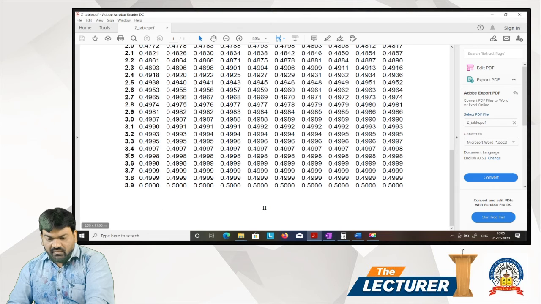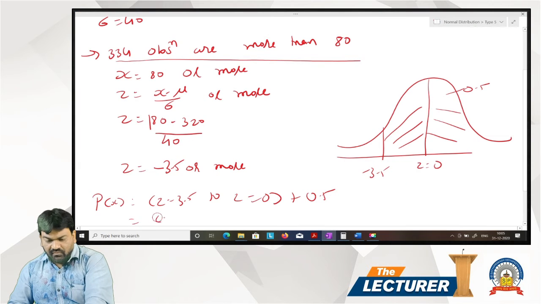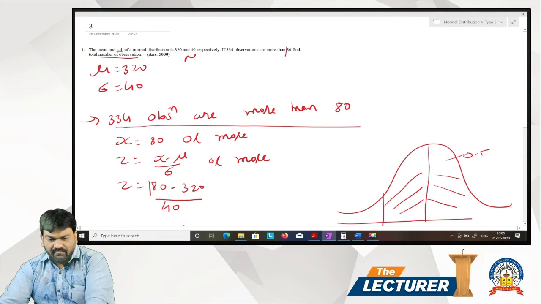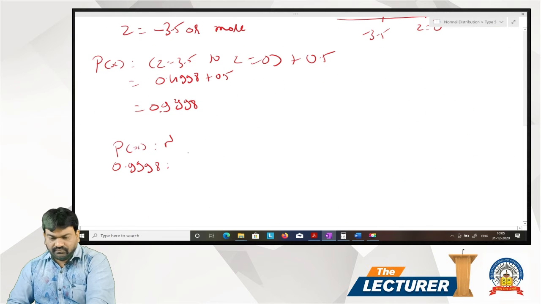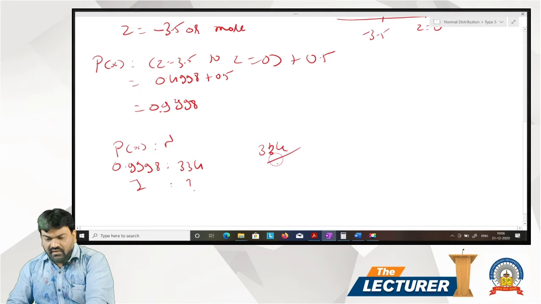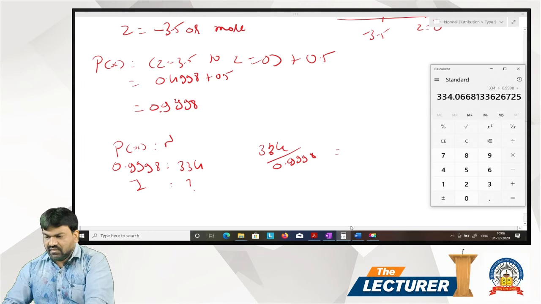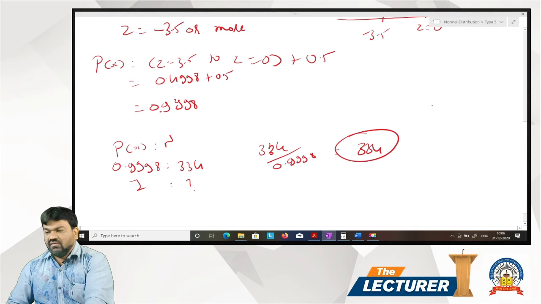For 3.5, the value from 0 is 0.4998. So 0.4998 plus 0.5 is 0.9998, sorry, the probability is 0.9998. The number of observations given is 334. When the probability is 1, how many? 334 divided by 0.9998, that is 334. This is your answer.